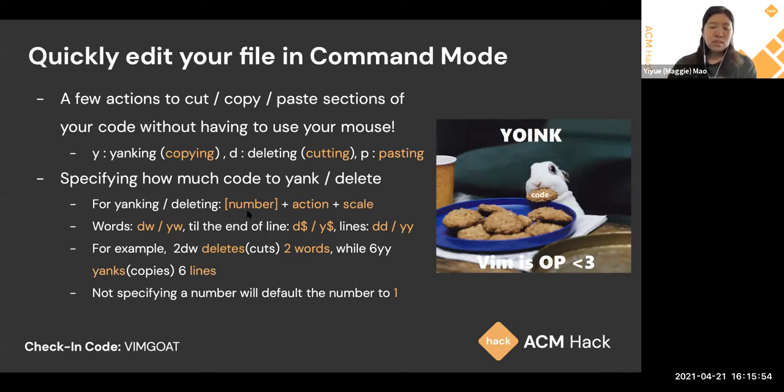And the number comes in when your unit here is scalable, for example words or lines. If you have 2DW, it tells the editor that you are deleting words, and how many words: you are deleting 2 words, while 6YY is copying 6 lines. You can perfectly get away with not specifying the numbers, but if you do not specify the number, it will always default to 1.